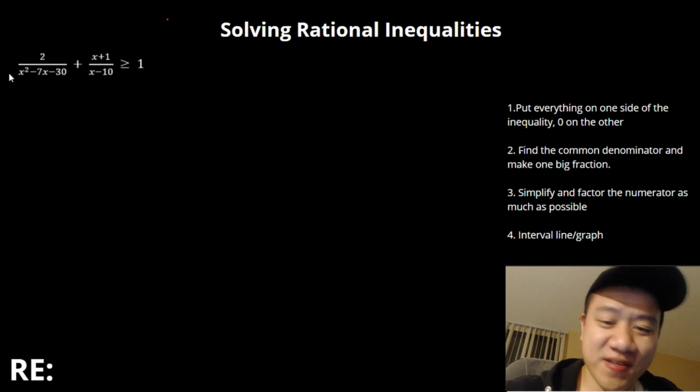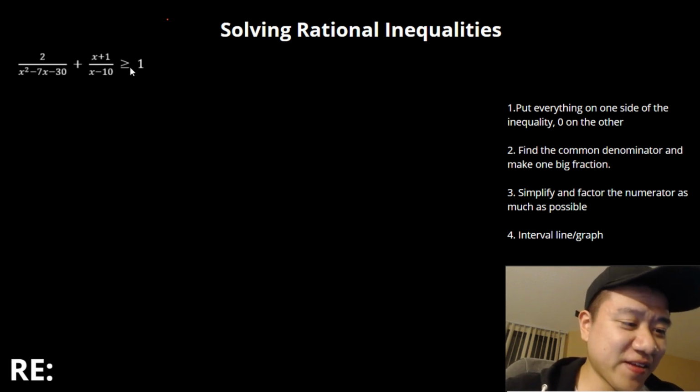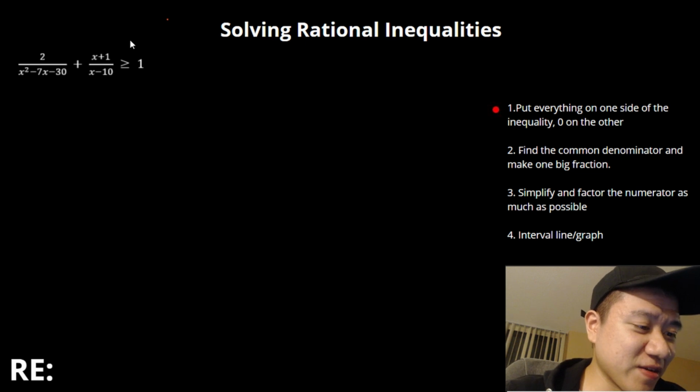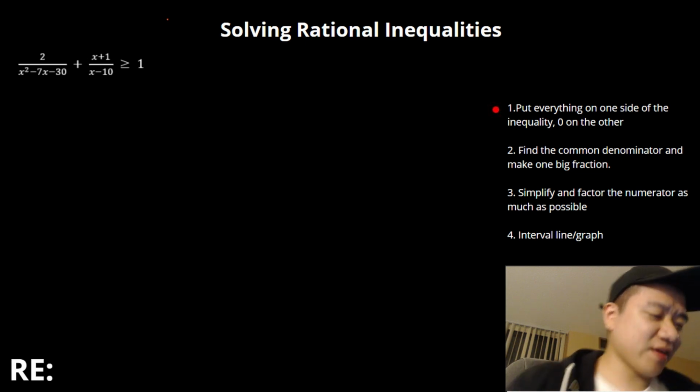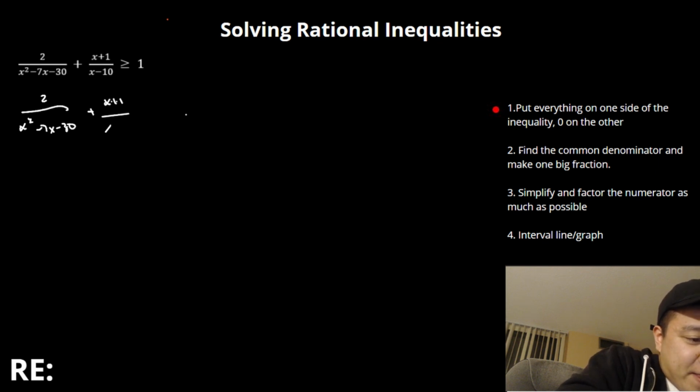Different numbers, same process. So the first thing we do is we put everything on one side of the inequality, and 0 on the other side. So here, we're just going to move this one over to the other side. Okay, so we have 2x squared minus 7x minus 30 plus x plus 1, x minus 10 minus 1 bigger or equal to 0.